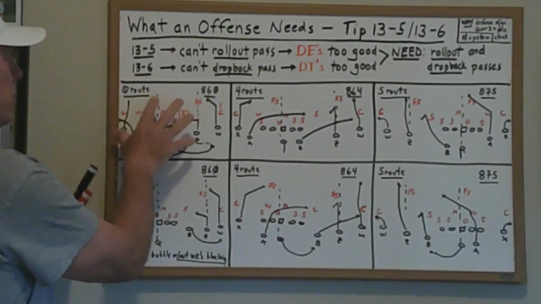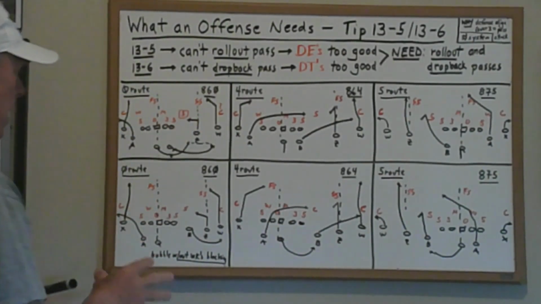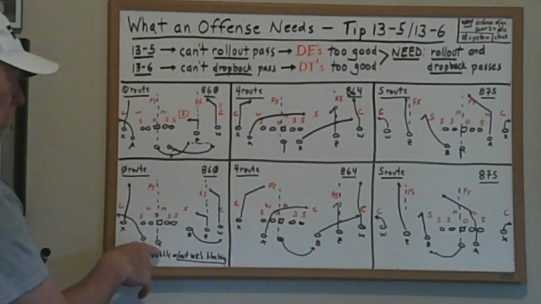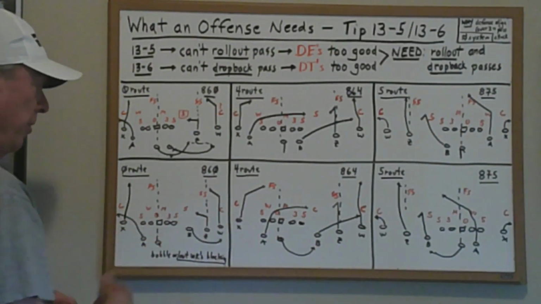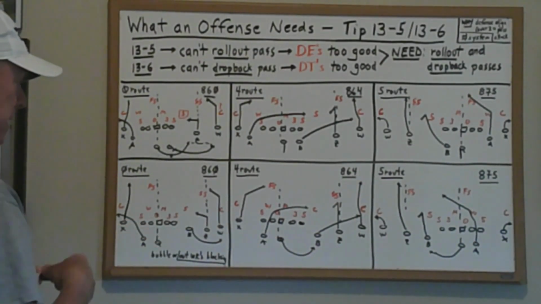Okay, so we can turn this drop back into a rollout, or when the ball's on the left hash, we can also take this 0 route, put it in a 3x1, and do the exact same thing.